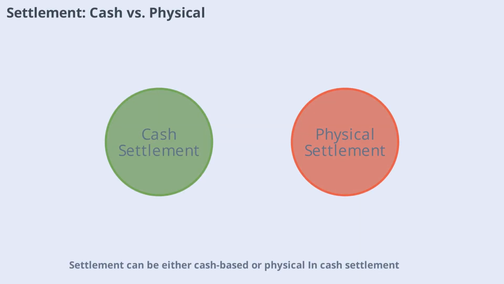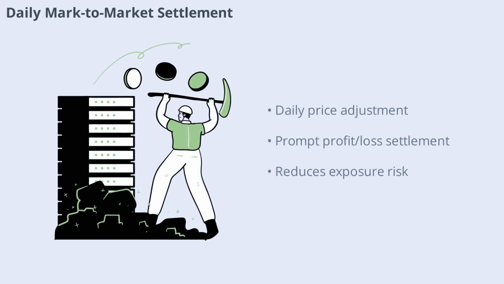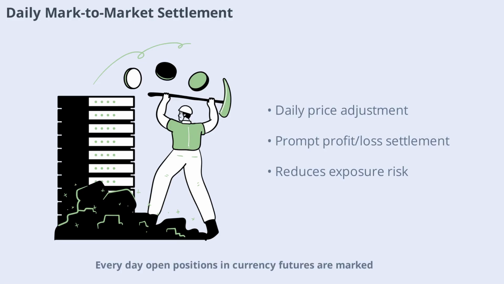Settlement can be either cash-based or physical. In cash settlement, all open positions are marked to the final settlement price and settled in cash, which is the standard for currency derivatives in India. Physical settlement, though less common, involves the actual exchange of the underlying asset. The clearing corporation ensures that all settlements, whether cash or physical, are completed accurately and on time, maintaining the trust of market participants. Every day, open positions in currency futures are marked to market at the daily settlement price.